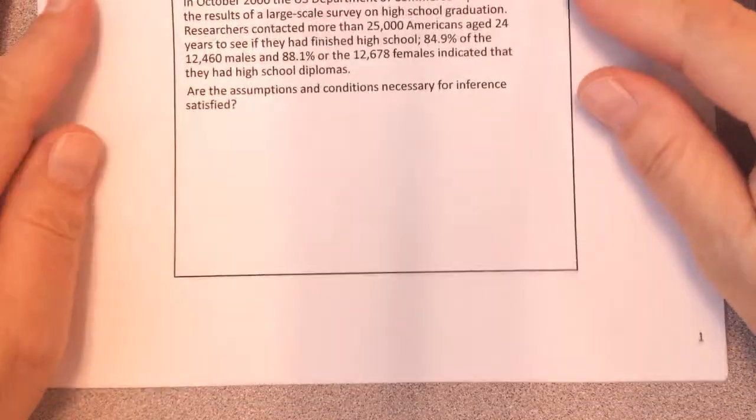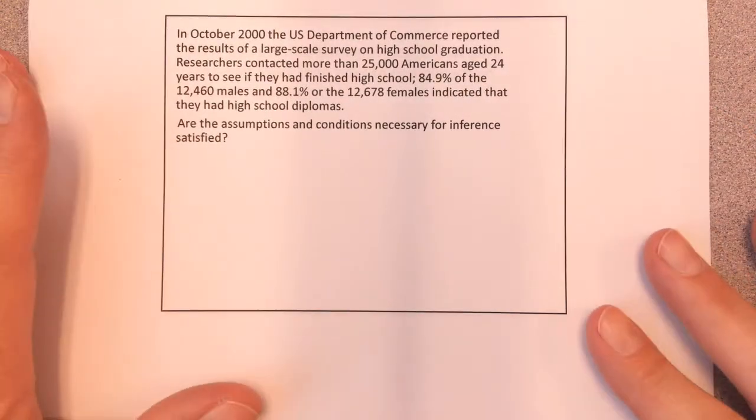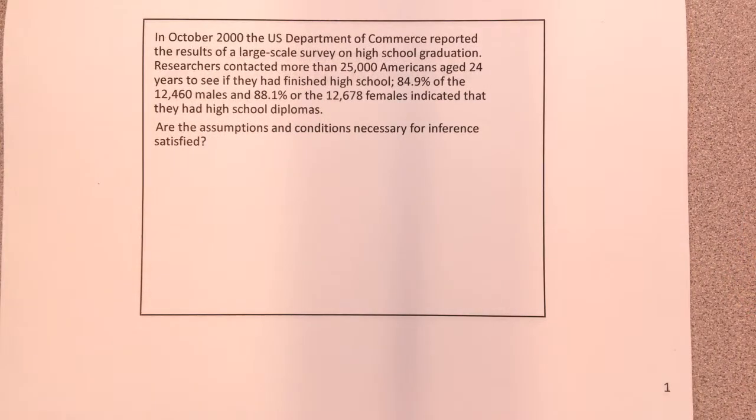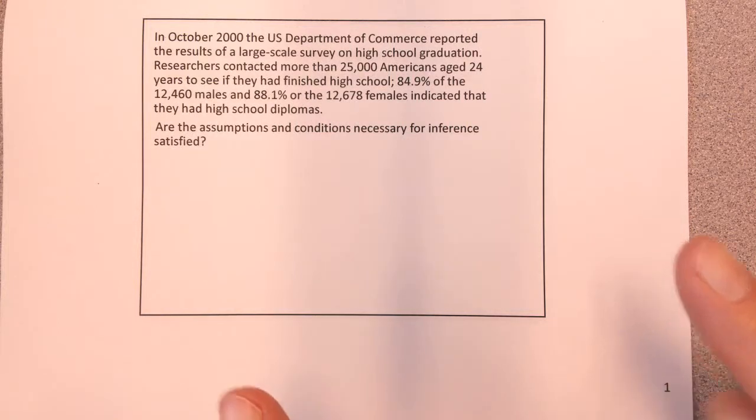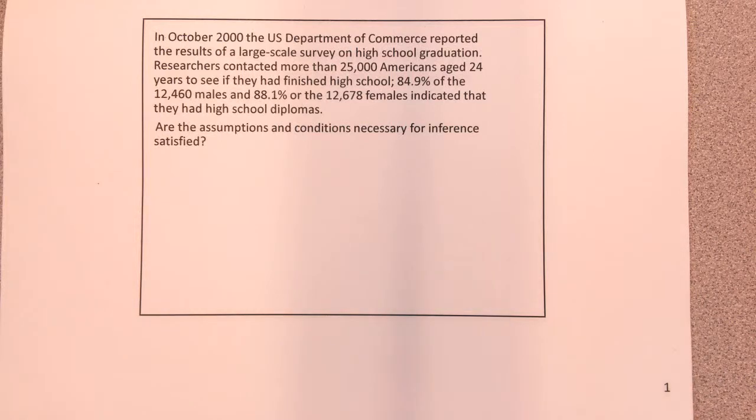Now let's go ahead and apply it. We'll go straight to an example. In October 2000, the U.S. Department of Commerce reported the results of a large-scale study on high school graduation. Researchers contacted more than 25,000 Americans aged 24 years to see if they had finished high school. 84.9% of the males, big group, and 88.1% of the 12,000 plus females indicated they had high school diplomas. So in this sample, there was a higher rate of females than males.